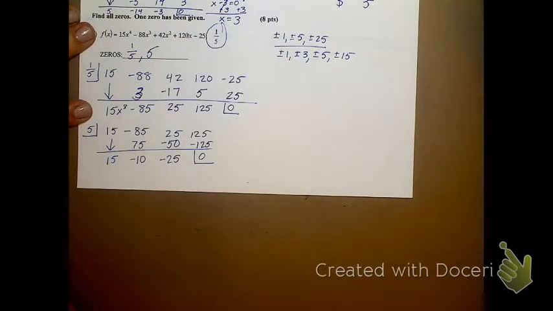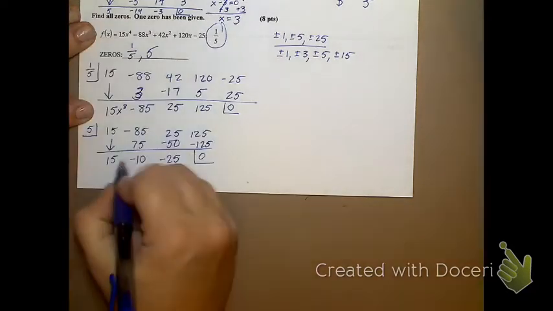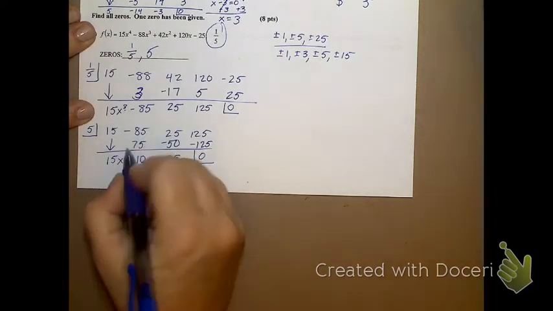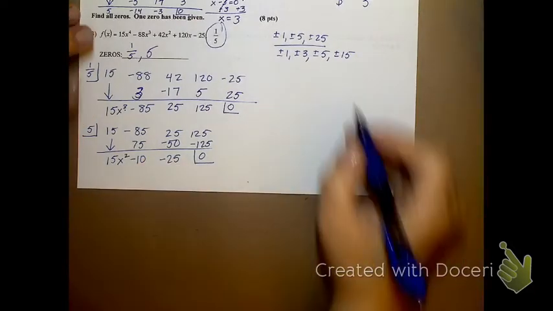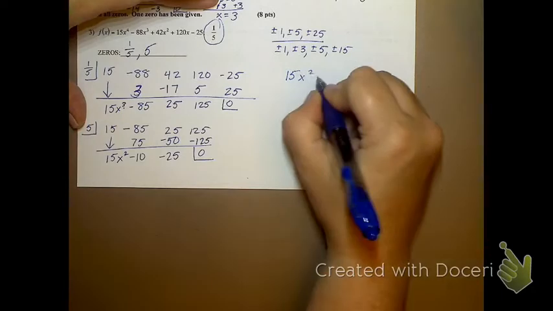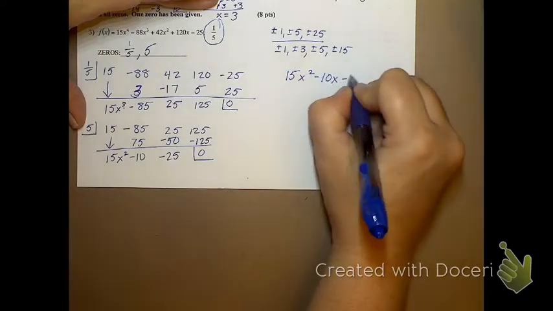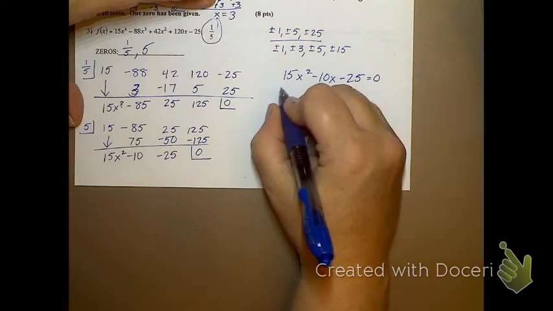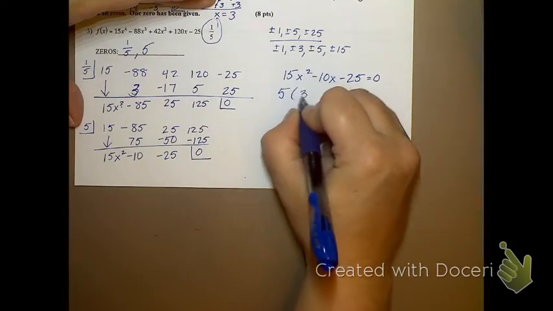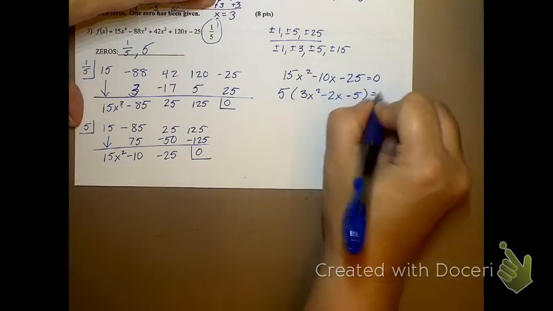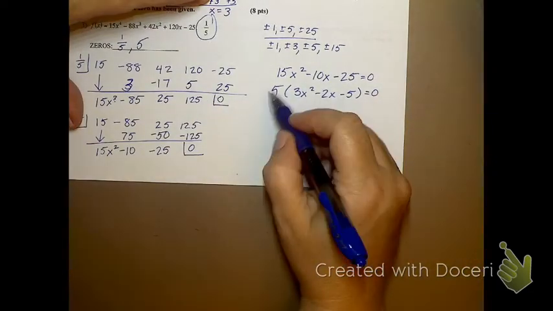And what am I down to now? What degree? That was x to the third. Now I'm down to x to the second. So let me write what I have left. 15x squared minus 10x minus 25. I'm going to try factoring it, but I'm going to take a 5 out. So 3x squared minus 2x minus 5. There's not going to be an answer with the 5.